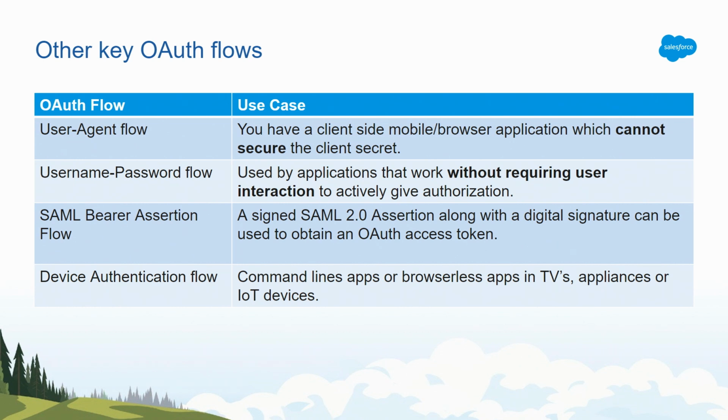So next one is the username password flow. As the name suggests, the password is part of the OAuth request. Therefore, it is frowned upon. You don't use this in any professional code. It's mainly used for testing purposes.